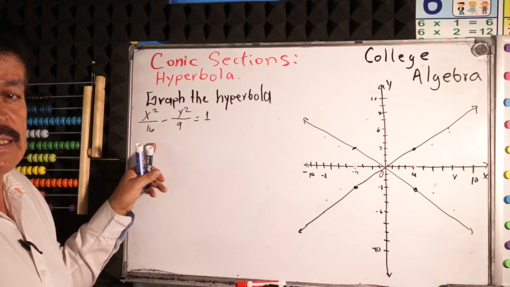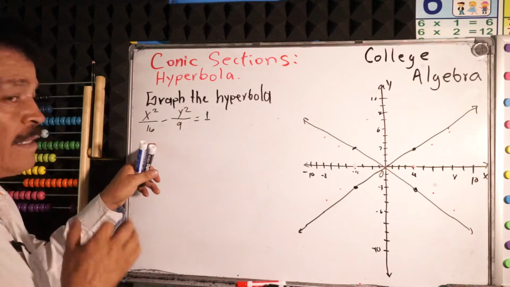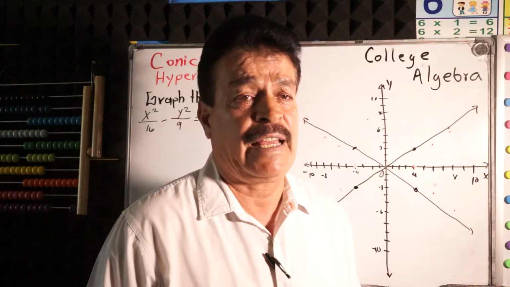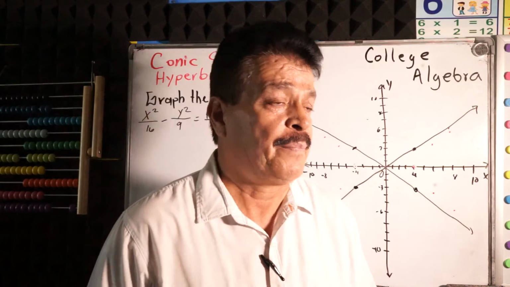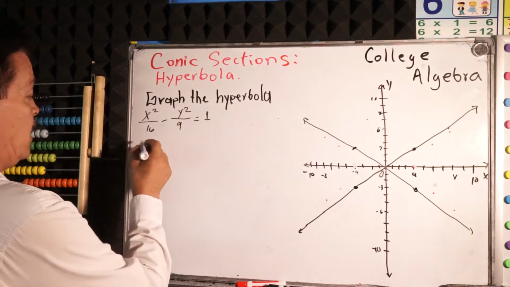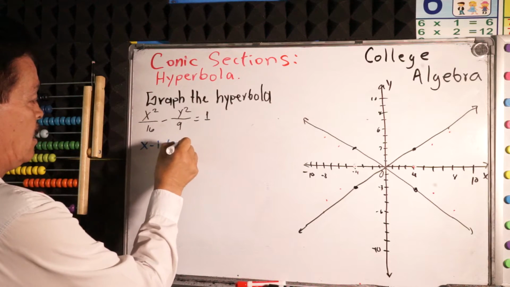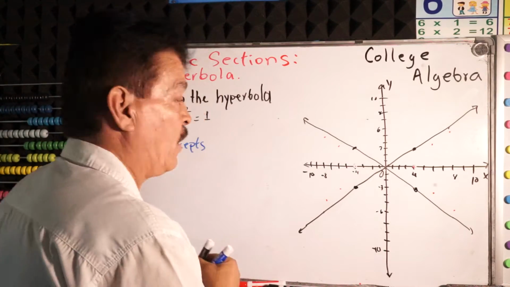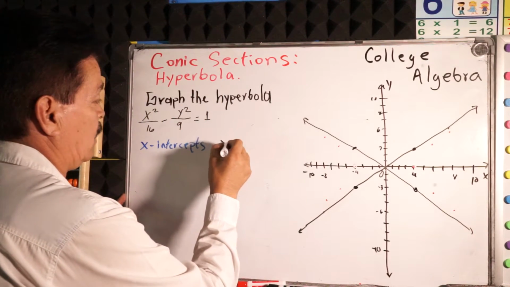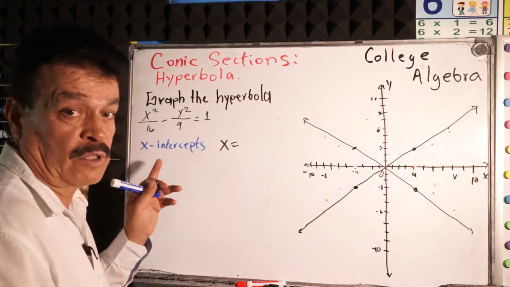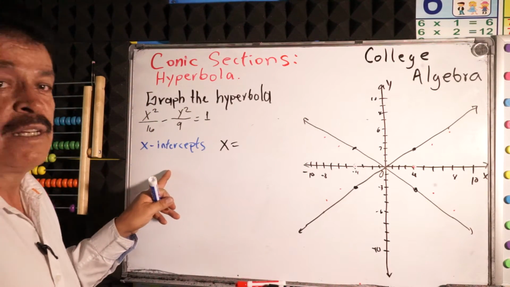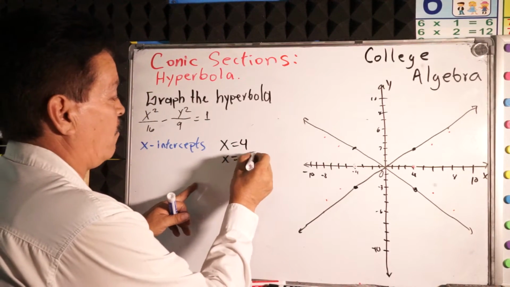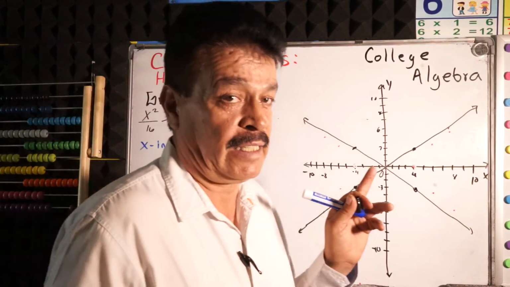So this problem immediately brings us to theorem 5.5. The x-intercepts: if you check our problem, x equals 4, and the other one is x equals negative 4. These are the x-intercepts.